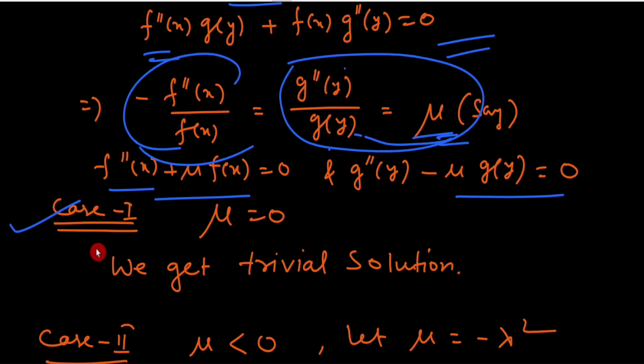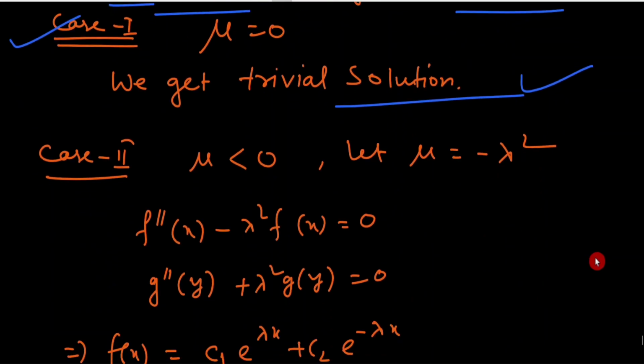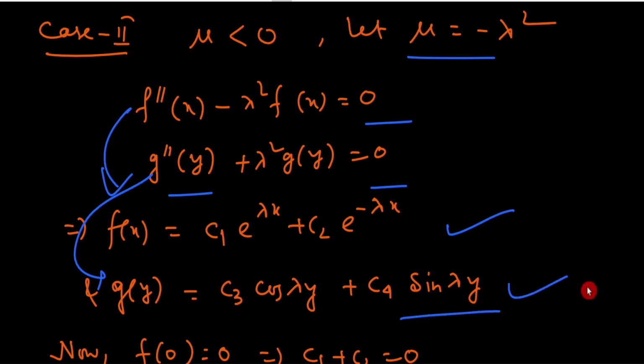Now case 1: if we take μ = 0, then this clearly gives the trivial solution, and we are not interested in the trivial solution. We are interested only in the non-trivial solution. If μ is less than 0, then we take μ = −λ². Then f''(x) − λ²f(x) = 0 and g''(y) + λ²g(y) = 0. This implies f(x) = c1 e^(λx) + c2 e^(−λx), and from this we get g(y) = c3 cos λy + c4 sin λy.